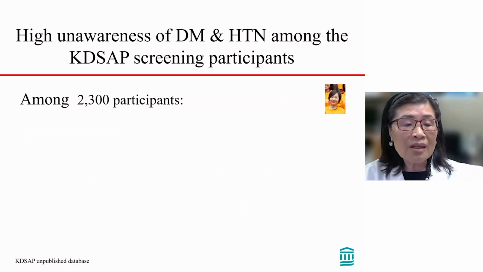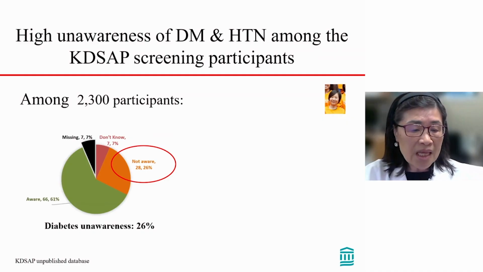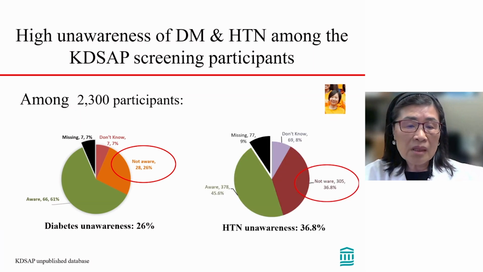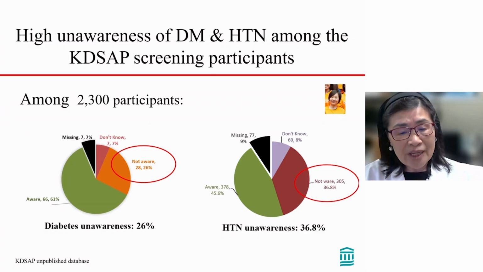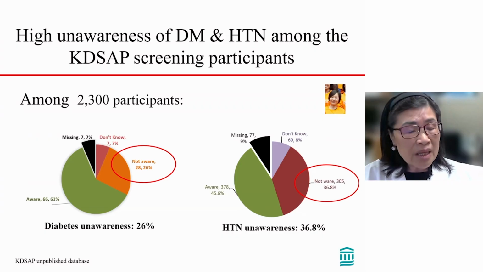And we learned that the KDSAP cohort has a very high awareness of diabetes. In the KDSAP cohort, we have diabetes awareness of 26% compared to the CDC data, which is about, I think, 23%. Hypertension awareness among the KDSAP cohort is very high, 36.8%, compared to CDC, which is, I think, only about 16%. So KDSAP, indeed, using the community base is the correct one, and we are approaching the right population who truly need our service.